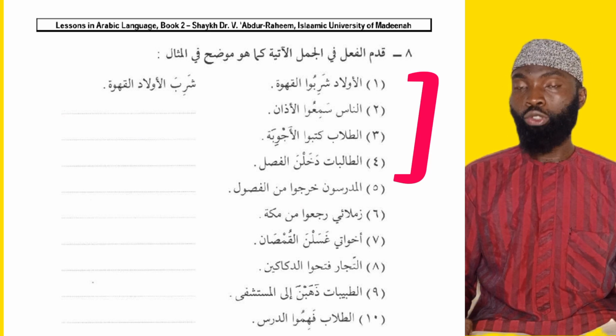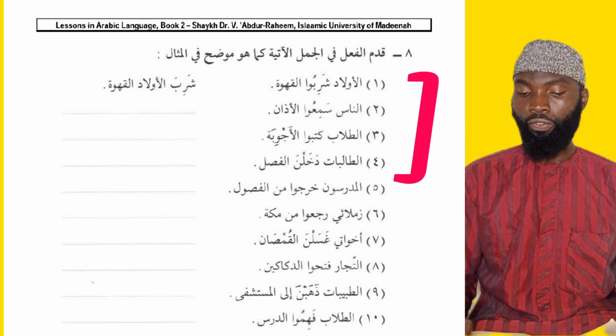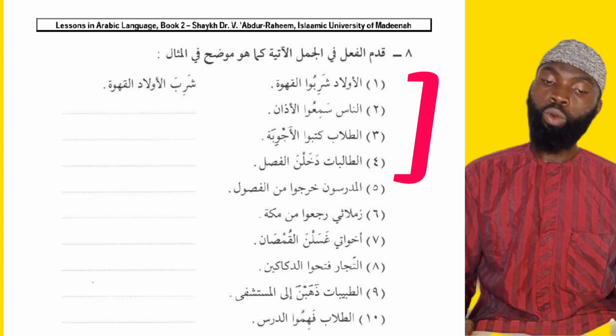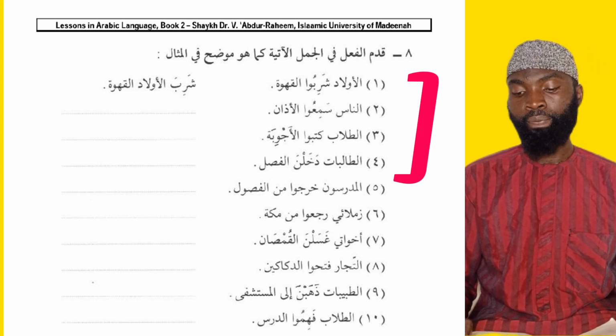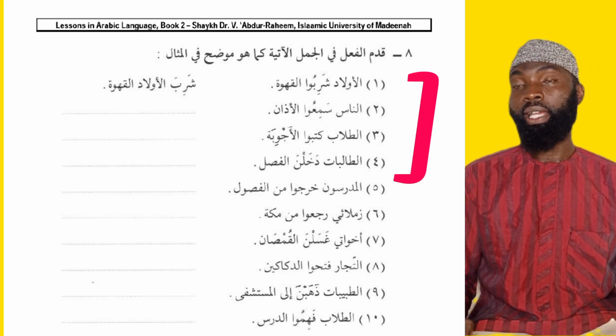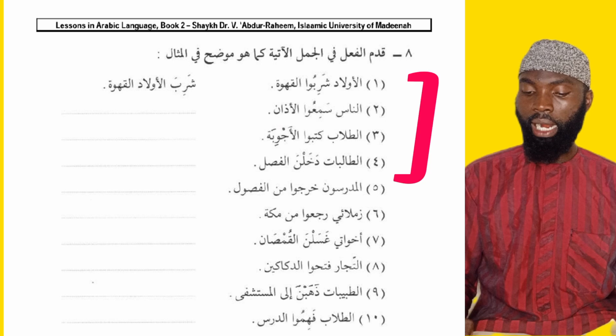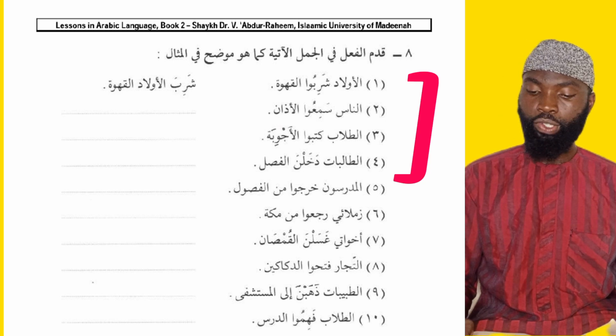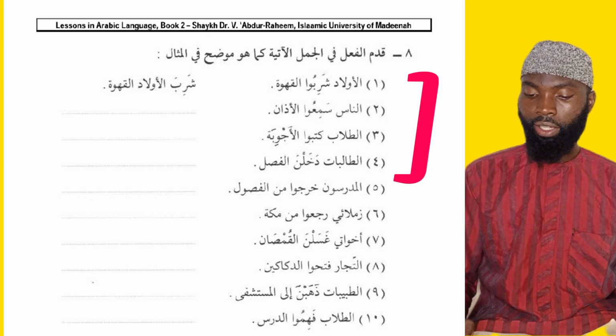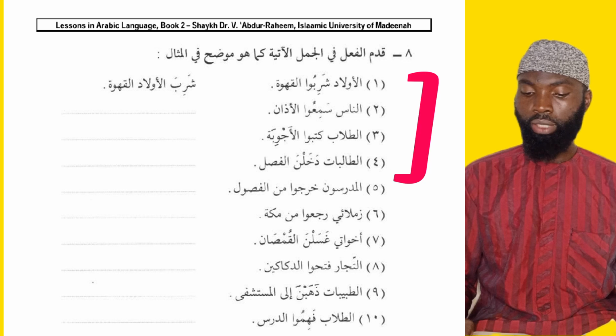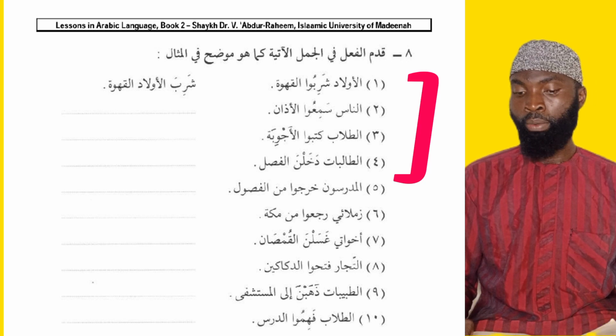For example, we have al-awladu sharibu al-qahwa, the boys drank the coffee. We have sharibu al-awladu al-qahwa, the boys drank the coffee. Number 2, we have an-nasu sami'u al-adhana, the people heard the adhan. You can see sami'u al-nasu al-adhana. Number 3, we have at-tullabu katabu al-ajiba, the students wrote the answers. We can say kataba at-tullabu al-ajiba.